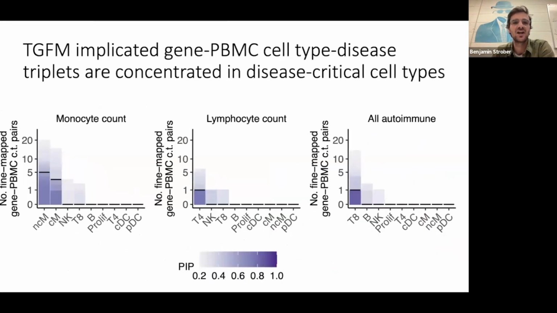And in addition to that, oftentimes the TGFM implicated gene cell type disease triplets are concentrated in disease critical cell types. So for example, for monocyte count, we're getting pretty much all of them coming from non-classical monocytes and classical monocytes. For lymphocytes, mostly from T4s, and for all autoimmune, mostly coming from T8.